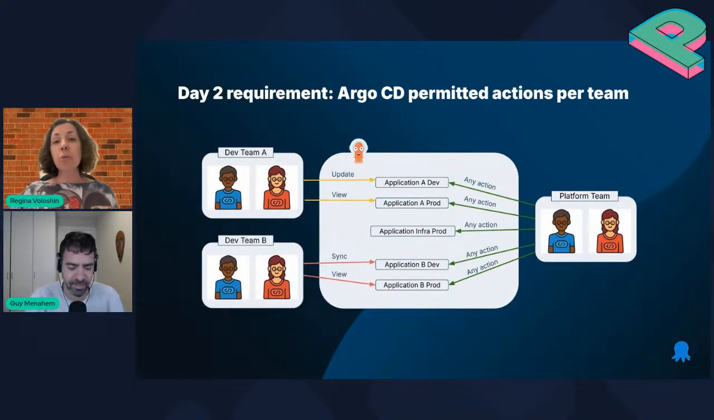And so the next requirement that you have probably met or will meet in the near future, if you're starting to use ArgoCD more and more, is the requirement to restrict the actions that the different personas in the organization can do with ArgoCD applications. So in this example, you have the Team A developers, which can update and view their applications, and Team B can sync and view their applications. And then the platform team can perform any action on any application.